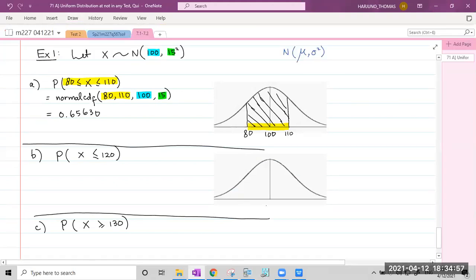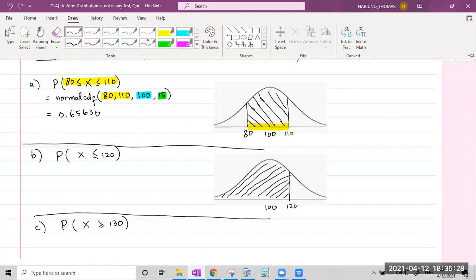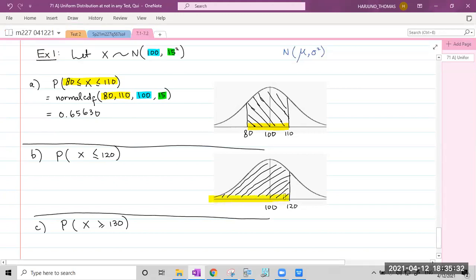And let's start. The mean is 100. Probability that the random variable is less than or equal to 120. Less than or equal to means to the left of that. The interval will be from negative infinity up to 120. Now the calculator notation will be normal CDF. Negative infinity, which we replace by negative E99. Upper bound is 120. The mean is 100, standard deviation 15.